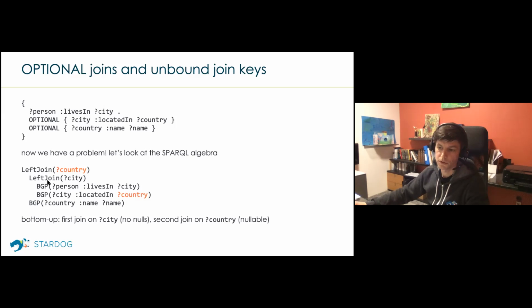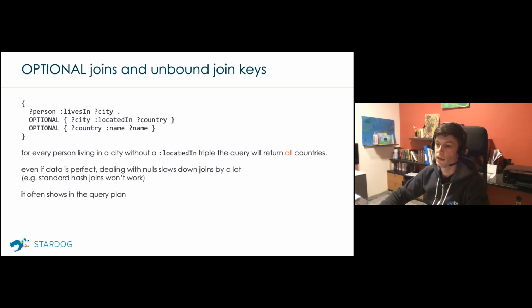So the first optional join doesn't present any performance problem. The join variable should be bound on both left and right. But once the results of the first of the nested outer join are computed, then the country variable may be unbound, and it's a join key between the nested left join and the BGP. So what happens in practical terms is that for every person who lives in a city without a located in triple, the query will return all countries.